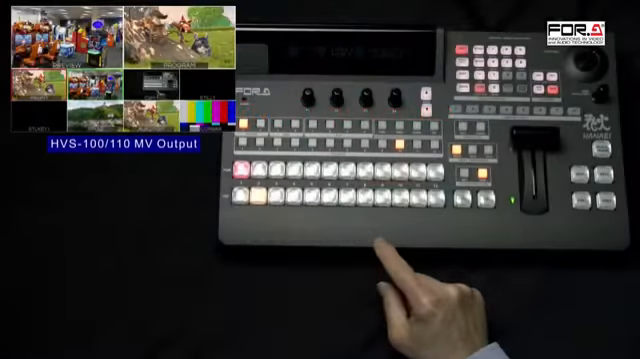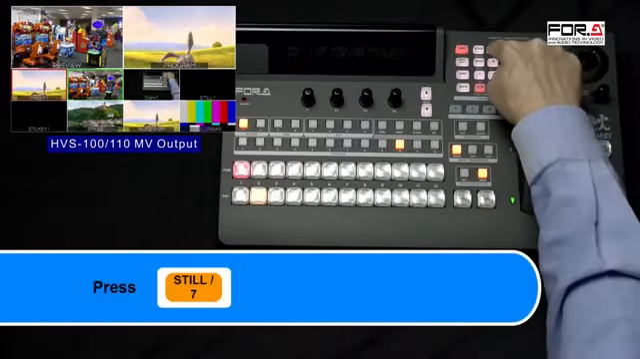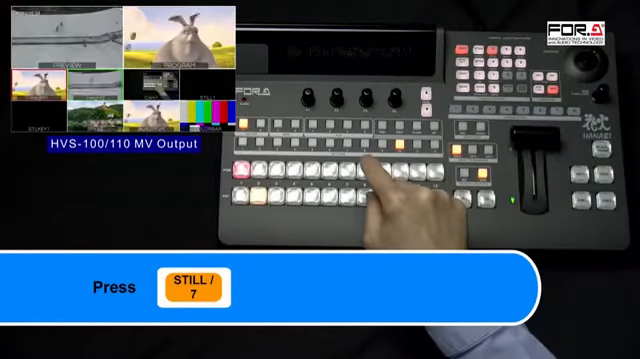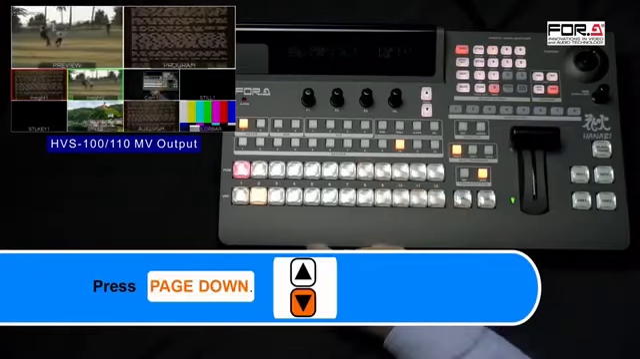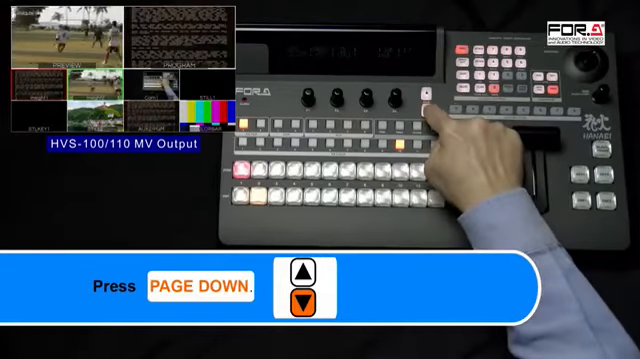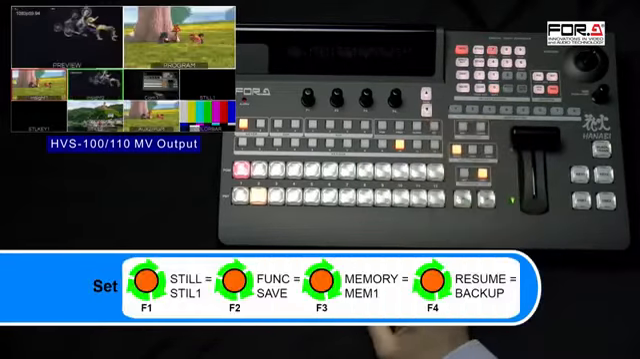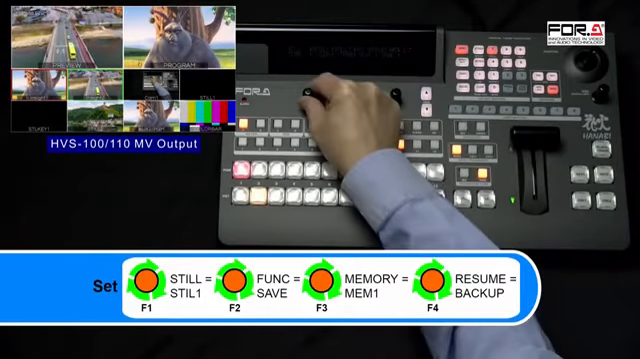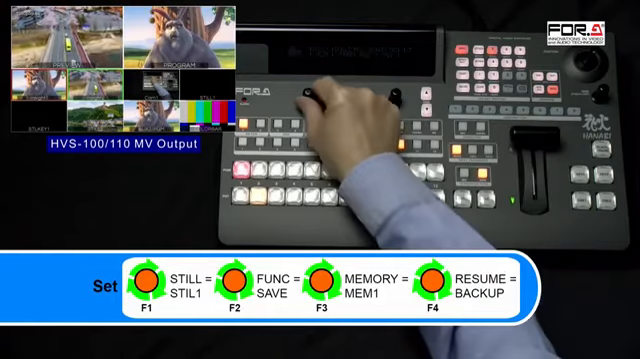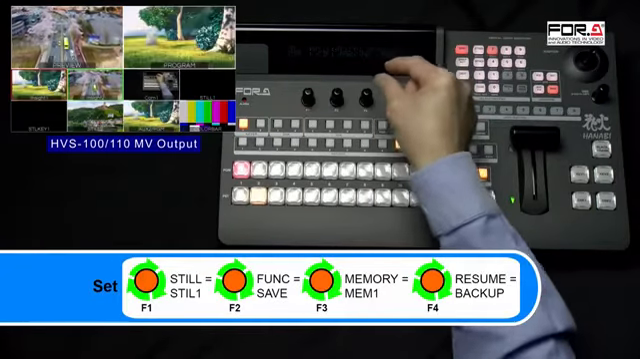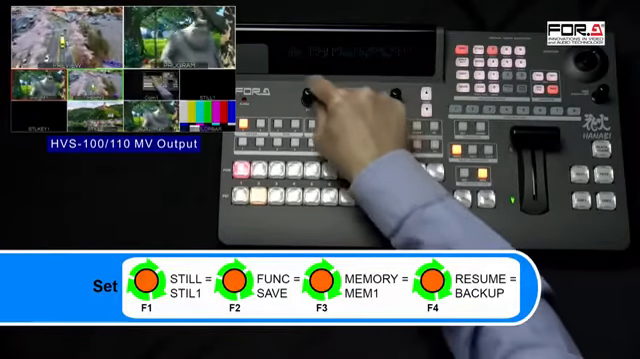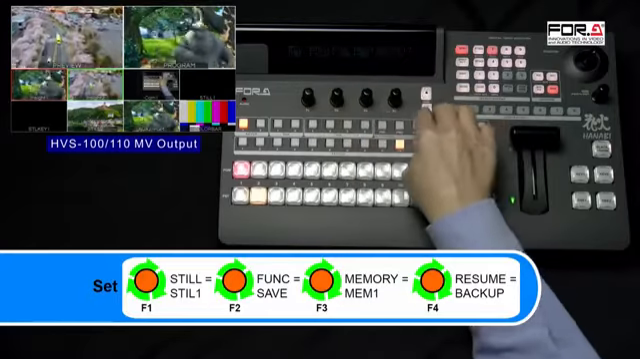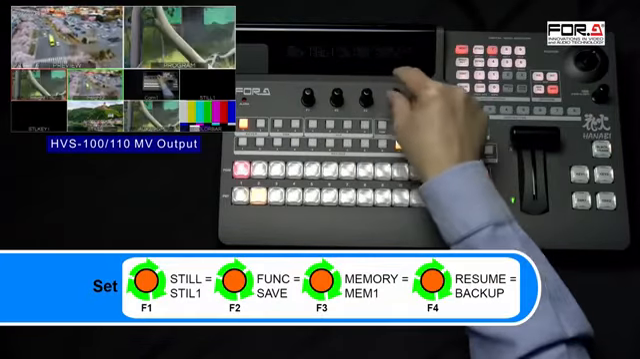Then, in your numeric keypad, please press the Still button, which is also the number 7 button. Now press the page down button to go to page 2. In this menu, please turn your F1 dial knob to set still to still 1. If you saved your clip to clip 2, then please set this to clip 2. For our example, we uploaded our clip to clip 1, so we'll set this to still 1.